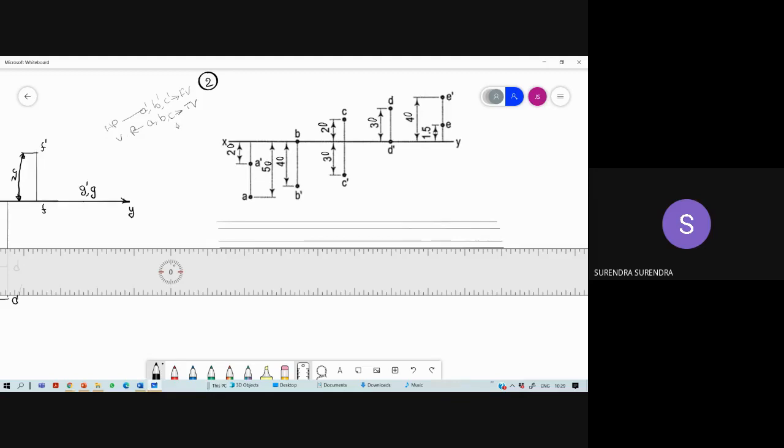So first, A dash means front view relating to HP. As the front view is 20 mm below XY line, so front view below XY line, when does it happen? Fourth quadrant. It's not asking for the fourth quadrant, but just write the statement, asking to completely write the statement. So point A is 20 mm below HP. Point A is 20 mm below HP. So I should write a statement here.